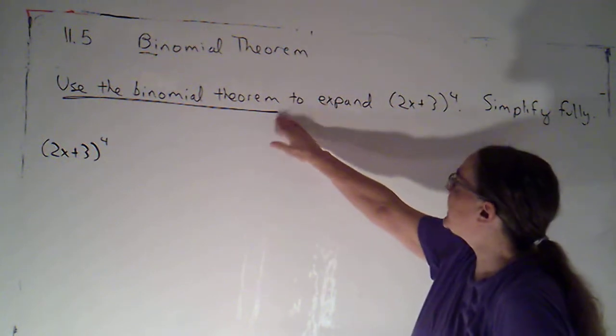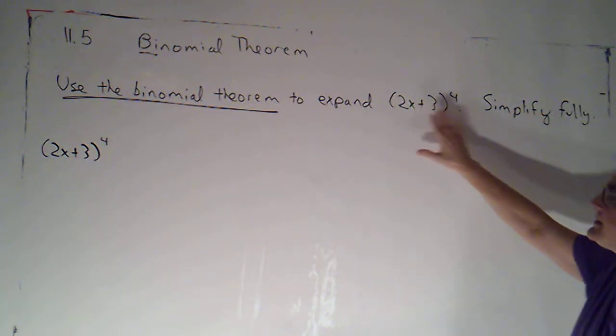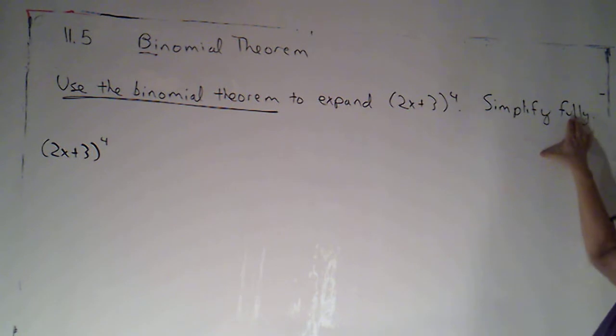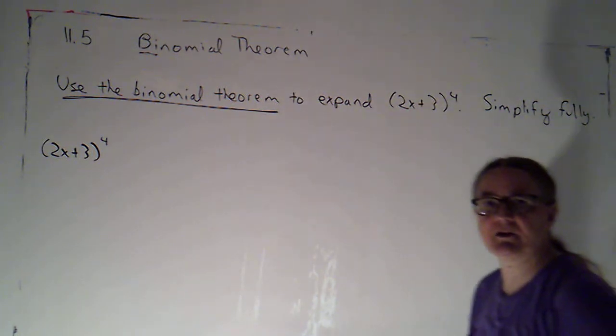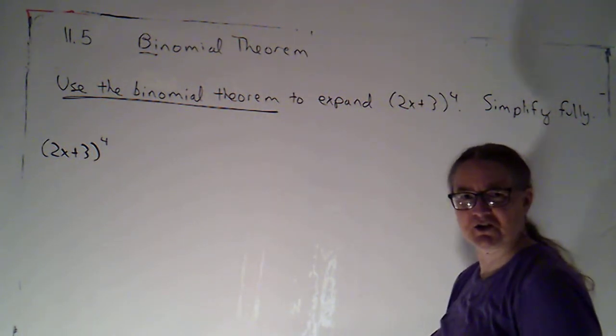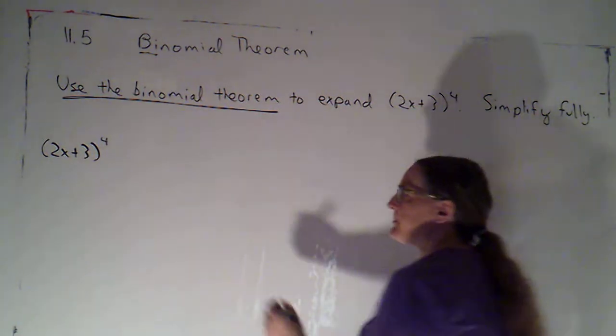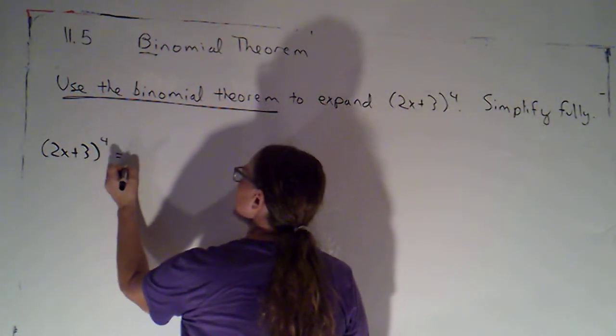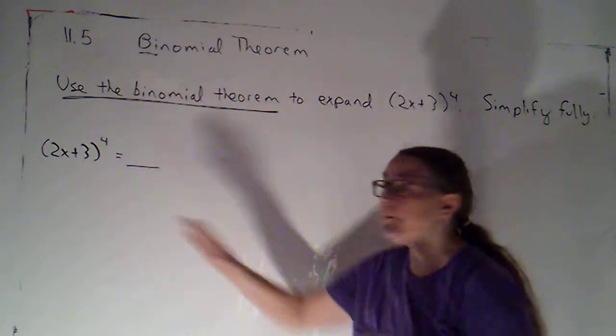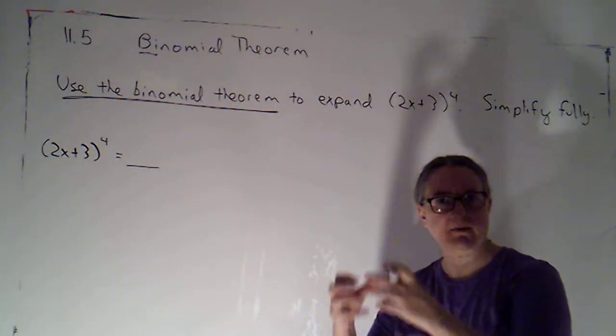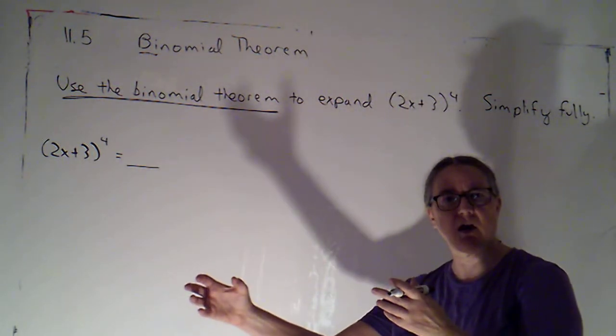And so that's why we're covering it this semester in pre-calculus. So I'm going to use the binomial theorem to expand this. And then I've added simplify fully, because we'll see, once I've applied the binomial theorem, there's actually going to still be some work to do. So I'm going to start by just writing out the types of terms that I have, leaving a blank for the coefficient, which I'm going to get, remember, from Pascal's triangle.